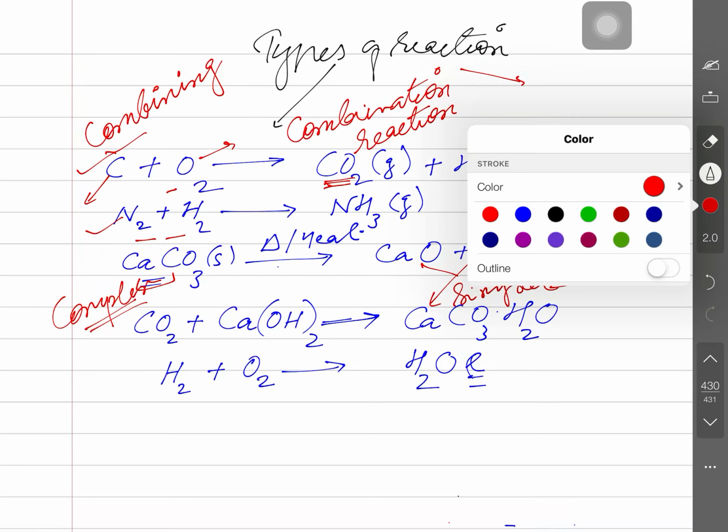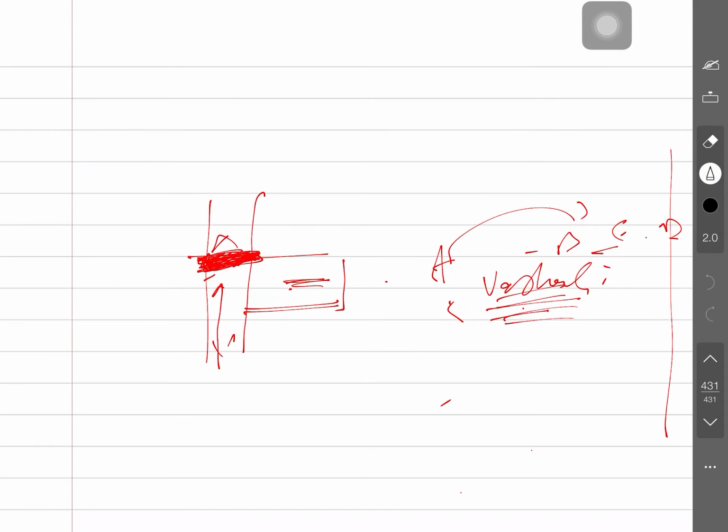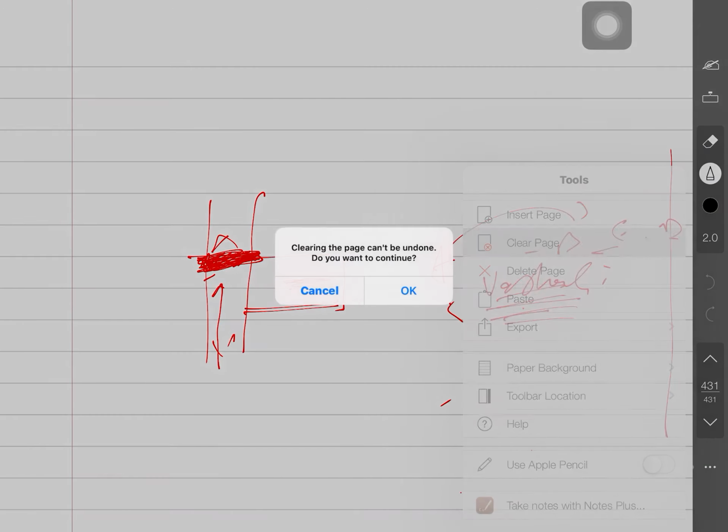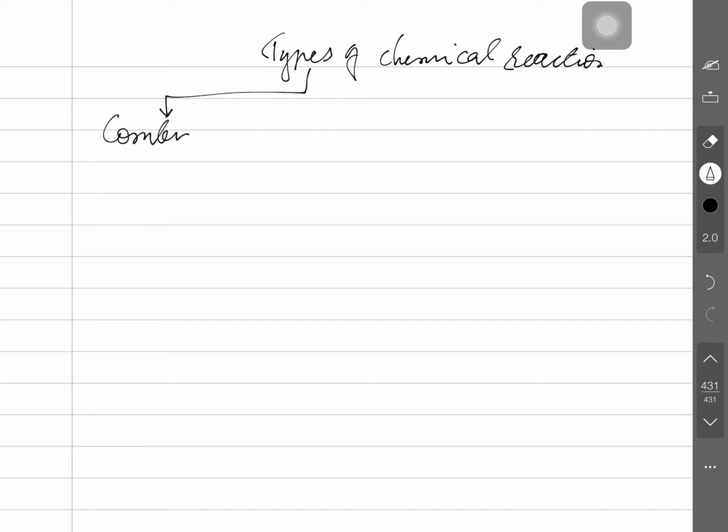So we can make a hierarchy of the reactions here. Is that clear? Types of chemical reaction. The first type of reaction is what here? Please tell me. Combination reaction. And the second type of reaction we have just seen is decomposition reaction.